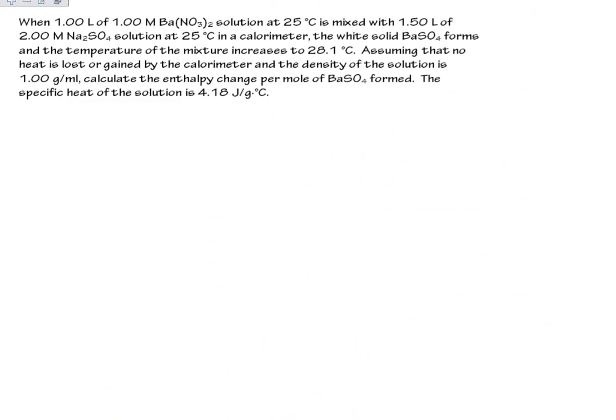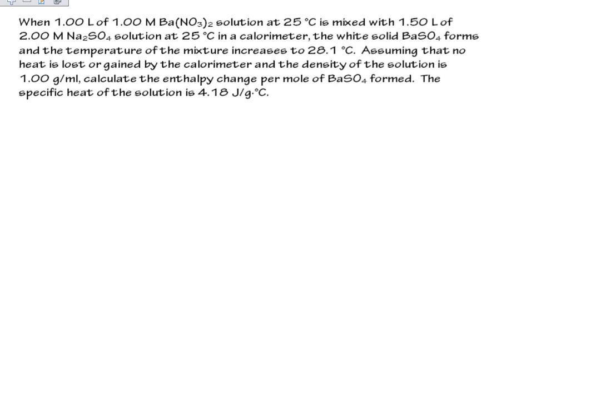All right, let's try one more. This one's kind of fun. Here's a precipitate problem. Holy moly, we got a lot going on. A liter of 1 molar barium nitrate solution at 25 degrees is mixed with 1.5 liters of 2 molar sodium sulfate solution, also at 25 degrees, in some kind of a calorimeter. The white solid barium sulfate forms. There's my precipitate. The temperature of the final mixture increases to 28.1 degrees Celsius.